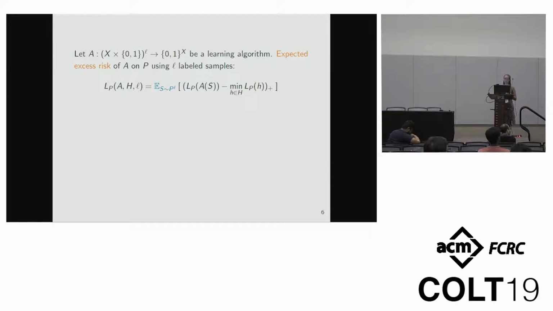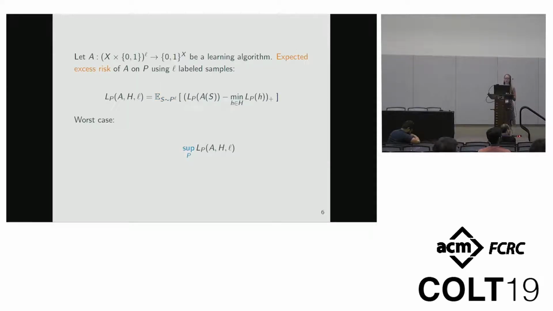Now we're looking at the theoretical limits of the approach, so we want to take the worst case distribution and also the best possible algorithm. So we're not looking at any specific algorithm, and we can view this minimax expected excess risk as a function of L, and then investigate the convergence rate of this minimax risk as we add labeled samples.